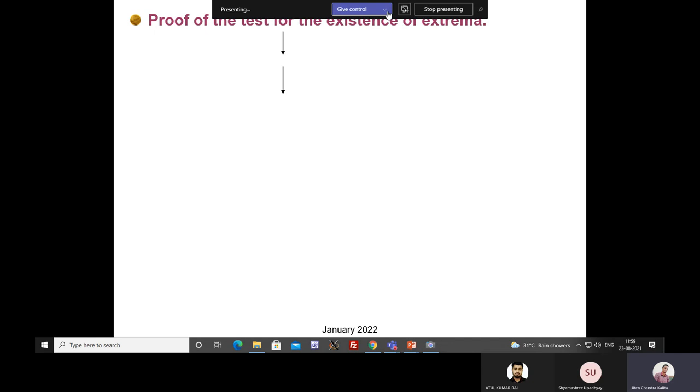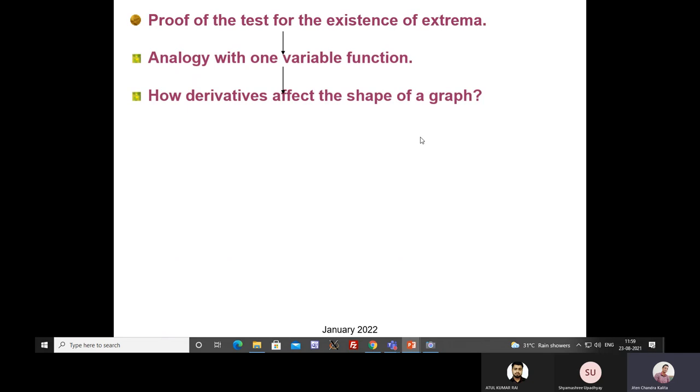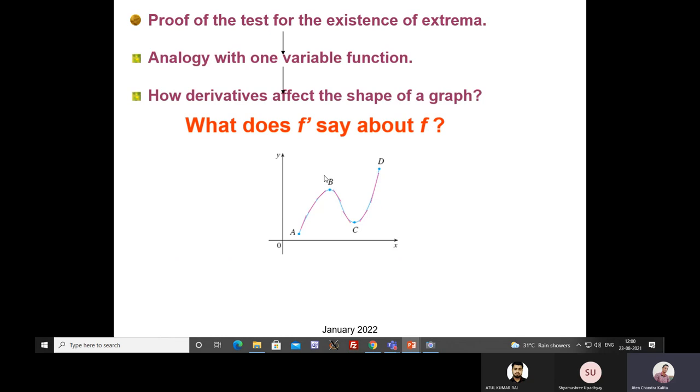Before the proof of the test for existence of extrema, just by analogy with a function of one variable, we are going to discuss a little bit about how derivatives affect the shape of a graph. So what does f prime say about f? Now we are into single variable calculus. Here you can see a graph of a function, and I have drawn some tangents at different points to the curve. You can see that f prime is nothing but the slope of the function.